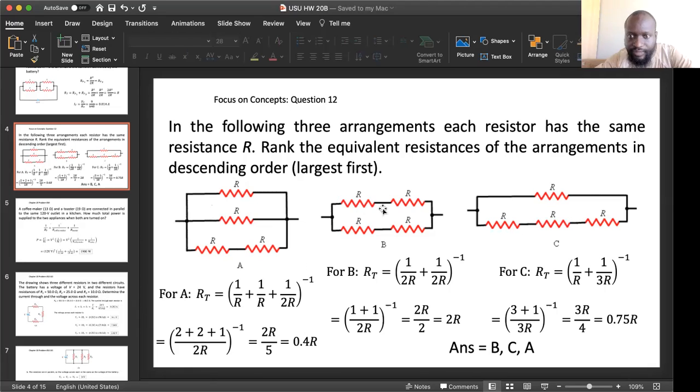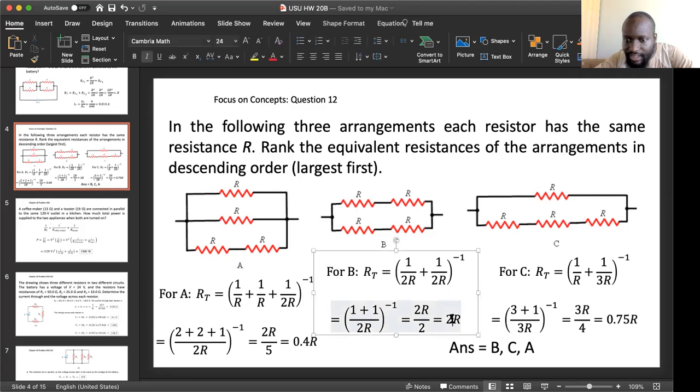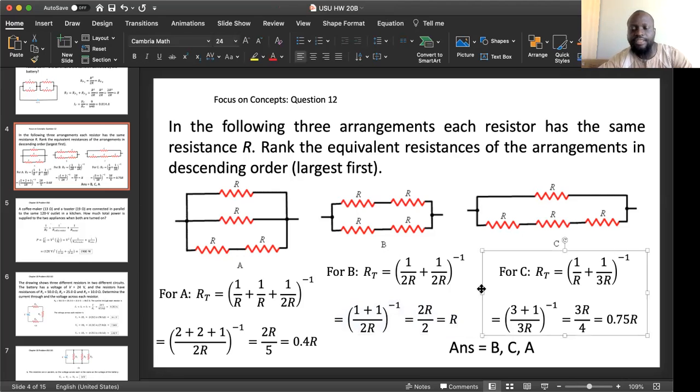So let's do this other one. So this one is 2R in parallel. So I can just say 2R times 2R over 2R plus 2R. I'll get the answer directly. Or I do 1 over 2R plus 1 over 2R, the traditional way, to the power minus 1. I will get the same answer when I take the LCM 2R, 1 plus 1, 2 over 2R, 2R over 2, takes out the minus 1, then 2R over 2 just becomes R, sorry. R becomes your answer here.